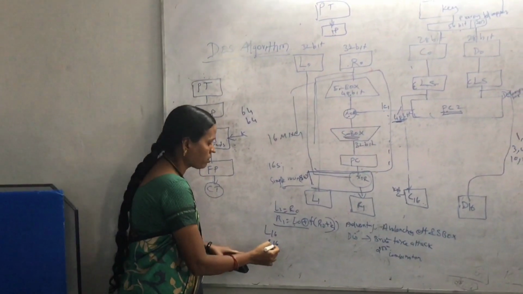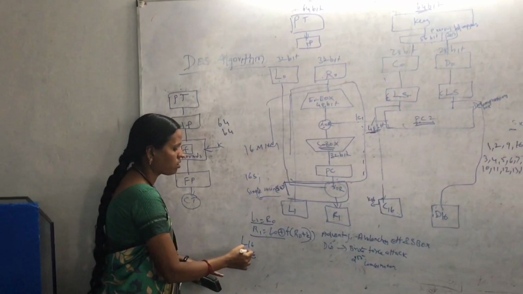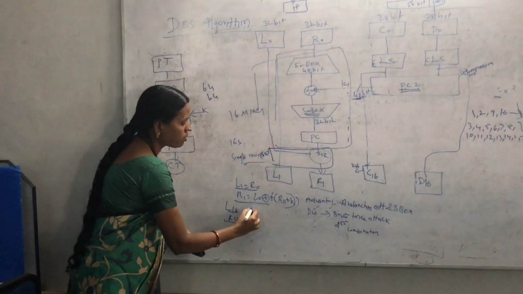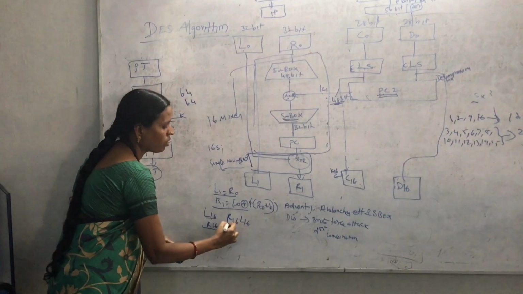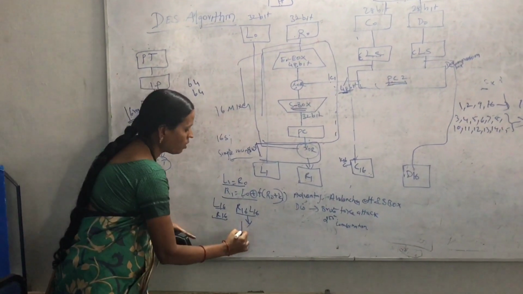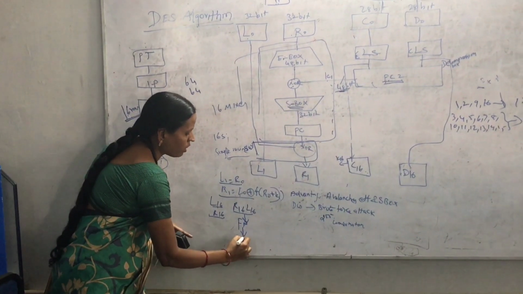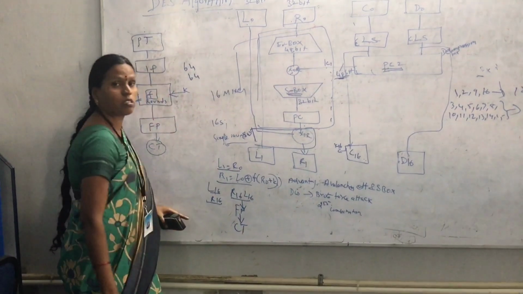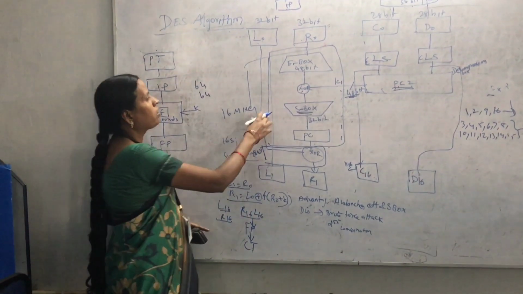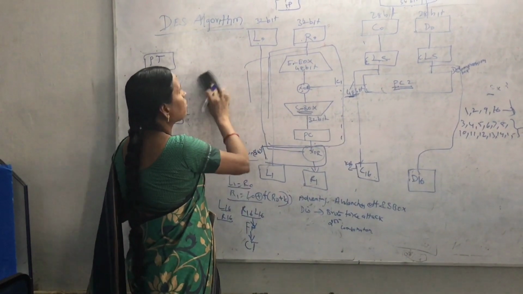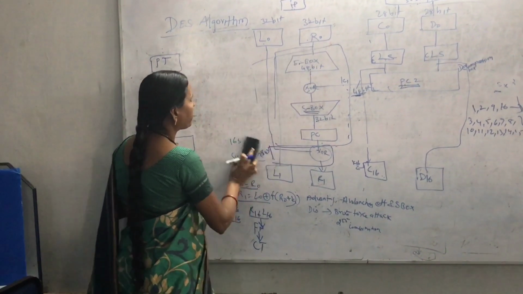After getting the final result, that is R16, the last round R16 and L16, we are swapping. Again it can be reversed to R16 and then L16. And then finally we are applying one more permutation, the final permutation, and then the plain text will be converted into ciphertext.